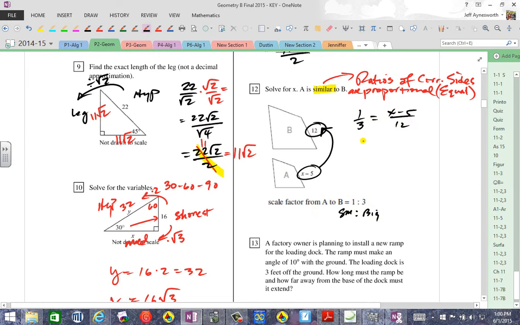All right, cross multiply. 12 times 1 is 12. And you got 3 times the quantity x minus 5. You can either distribute or divide by 3, one of the two. Most people distribute. Add 15. And you get 27 equals 3x, so x has to be 9. Okay, now if x is 9, then 9 minus 5 is 4, so this length is 4. 1 to 3 ratio means that the other side is 3 times as large, and 12 is 3 times as big as 4, so this answer makes sense.